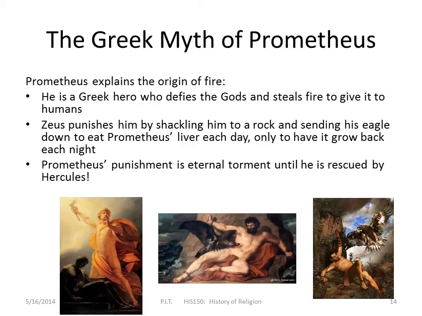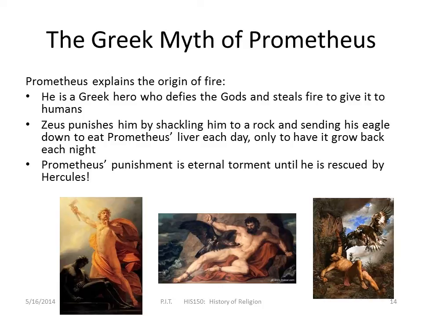One of the most popular myths of all time is the Greek myth of Prometheus. Prometheus explains the origin of fire. He is a Greek hero who defies the gods and steals fire to give to the humans. So he brings the fire to the humans. And Zeus, the king of the gods, punishes him by shackling him to a rock and sending his eagle down to eat Prometheus's liver every day, only to have it grow back every night. So his punishment is eternal torment, until, of course, he's rescued by the hero Hercules.